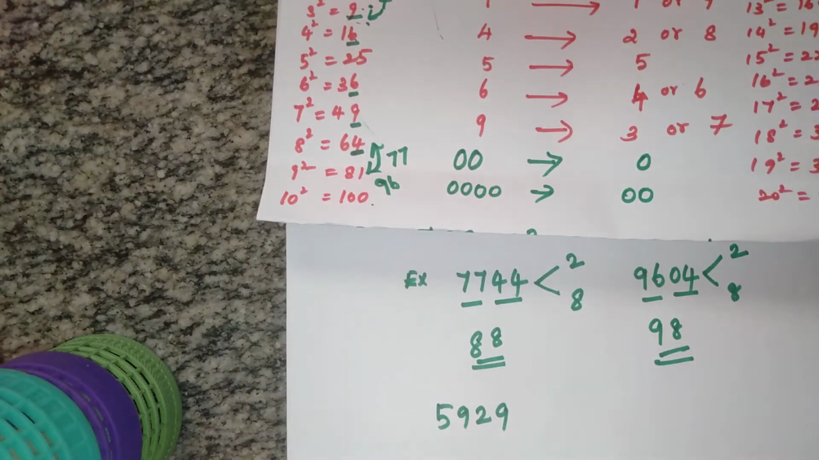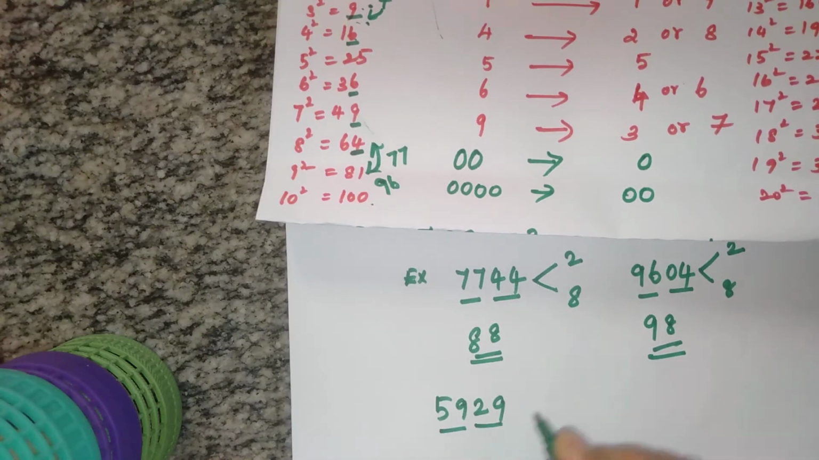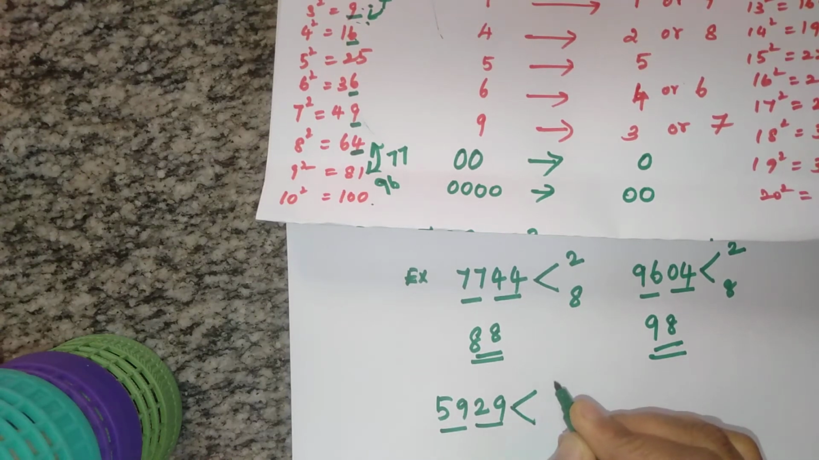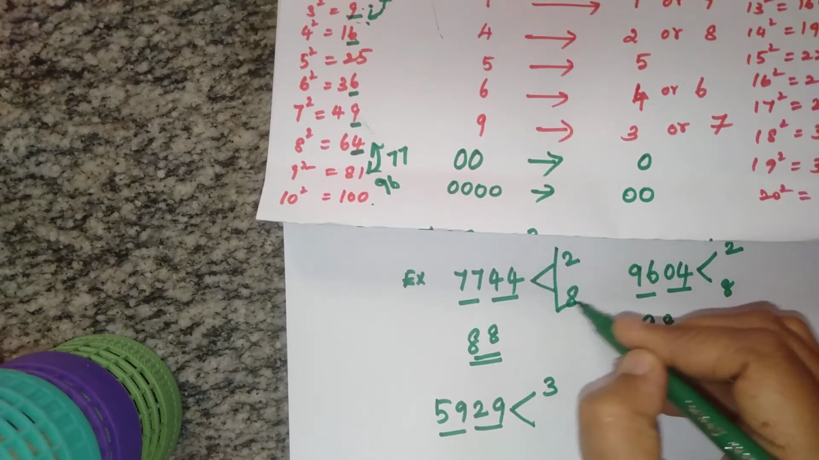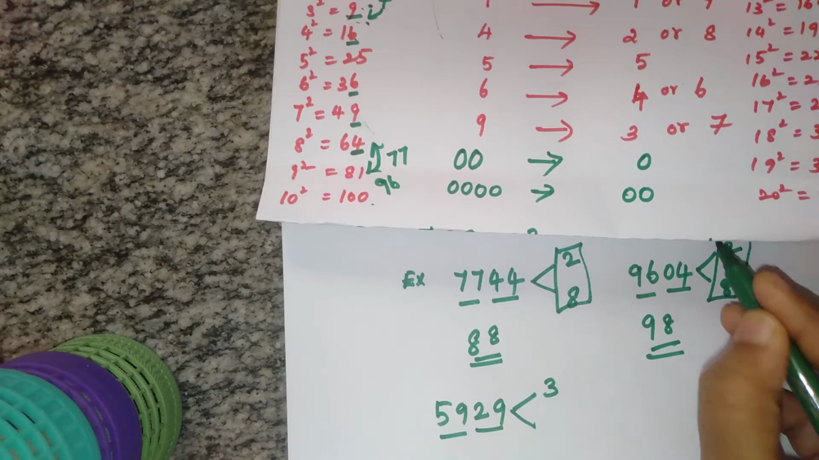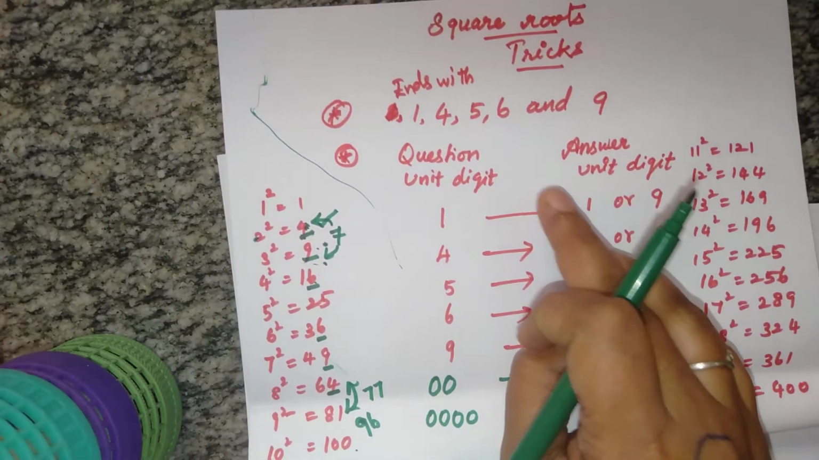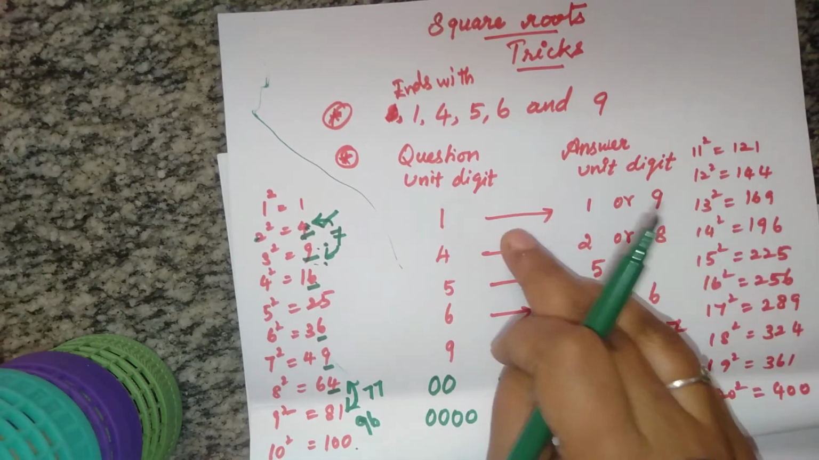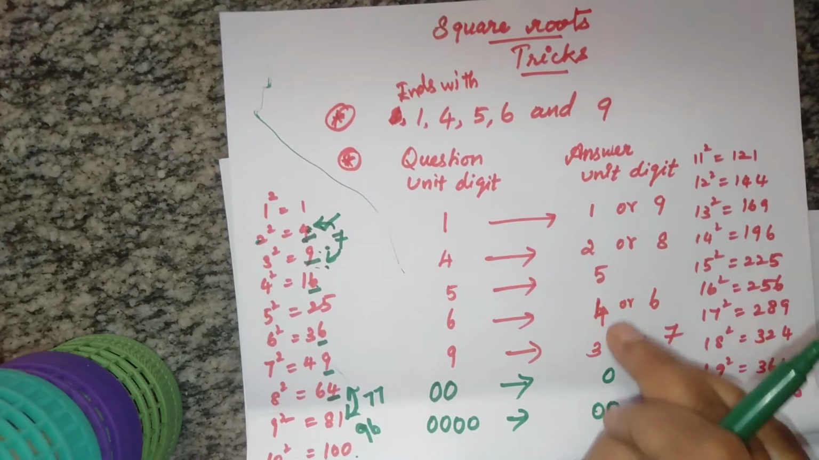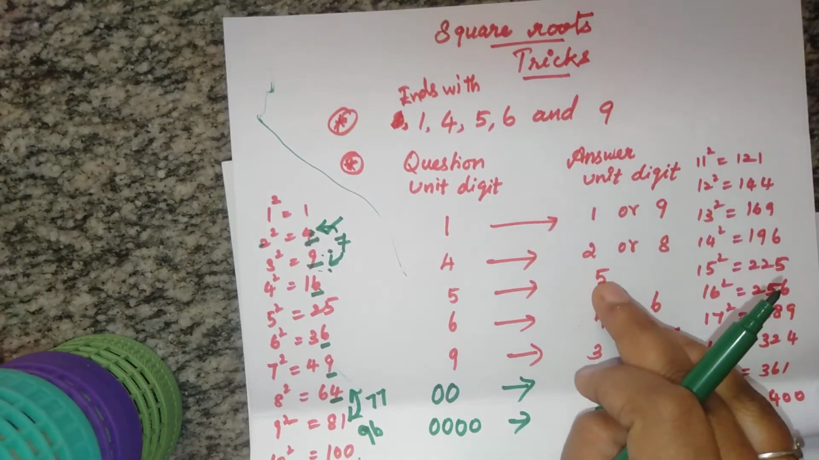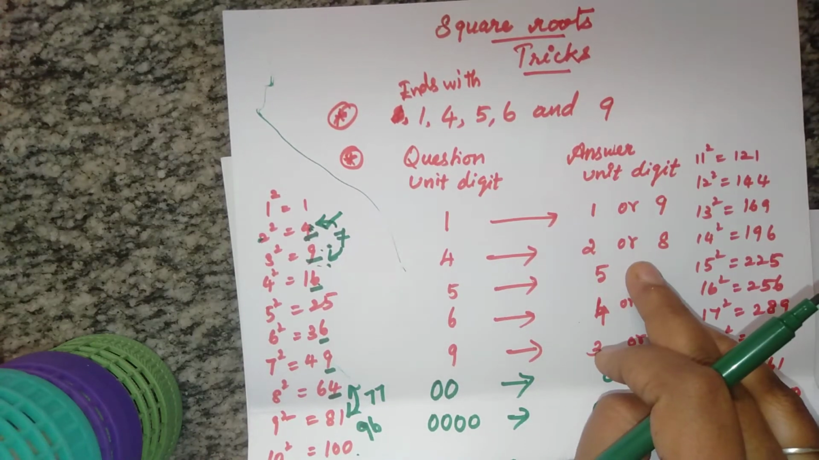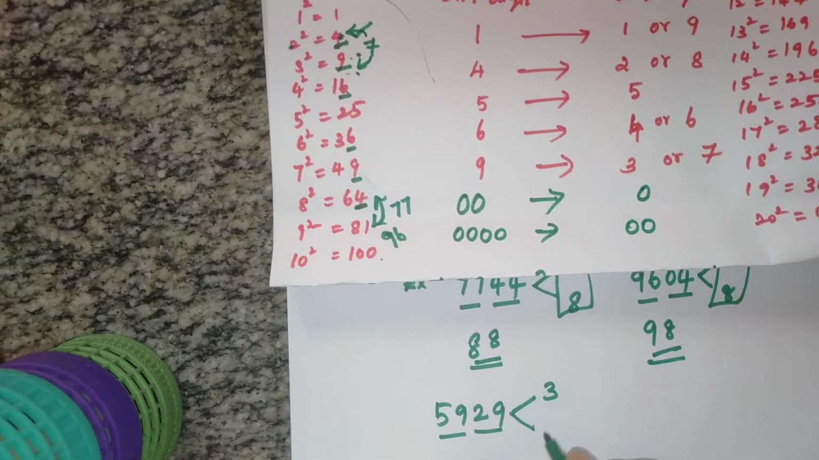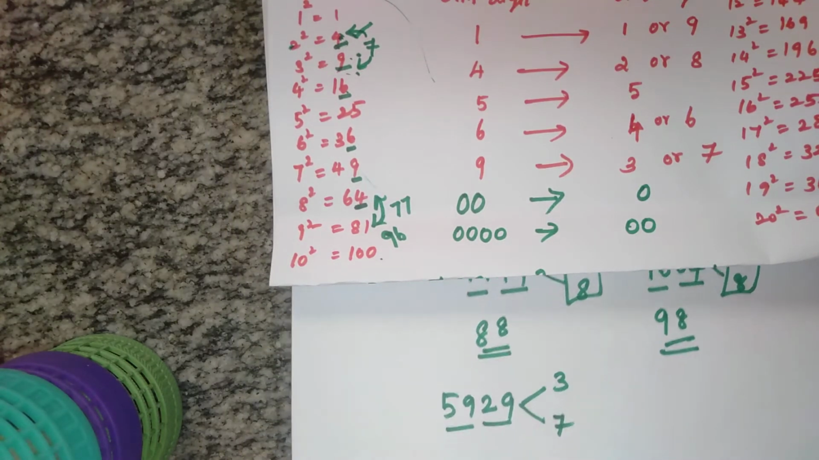5929. Take the pair. 9 means what are the possibilities? 3 3s are 9. Another thing you want to know: always this sum must be 10. You can see 1 and 9, 1 plus 9 is 10. 2 and 8, 2 plus 8 is 10. 4 and 6, 10. 3 and 7, 10. 5 has only one possibility, 5 only. The same way, if you write 3 directly you can write 7. Don't think much more.